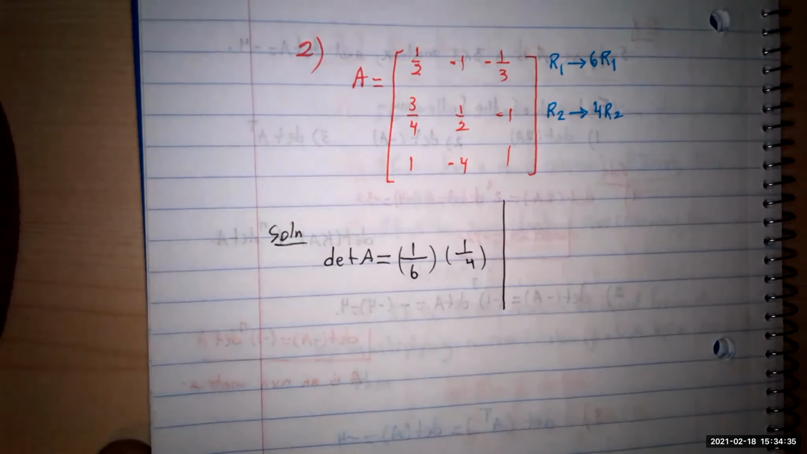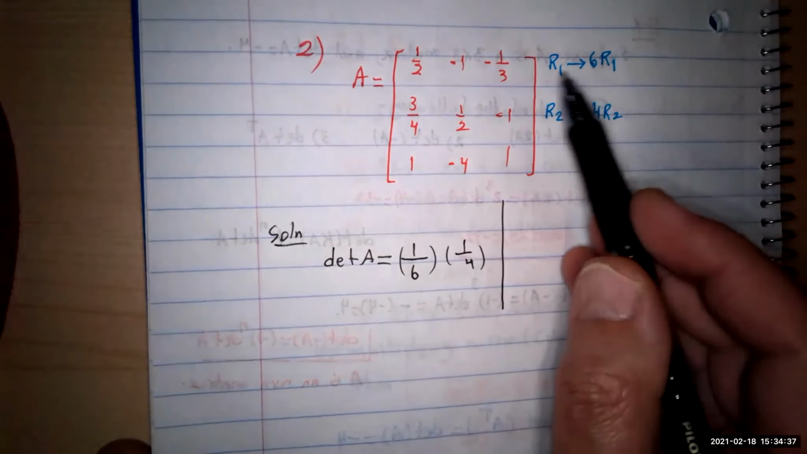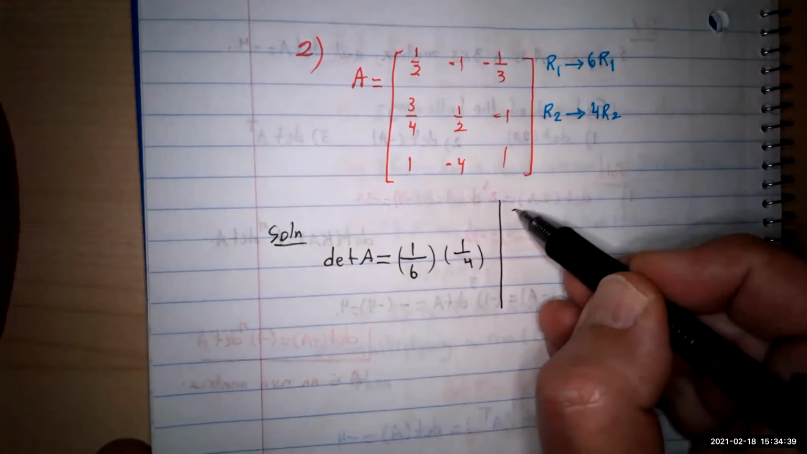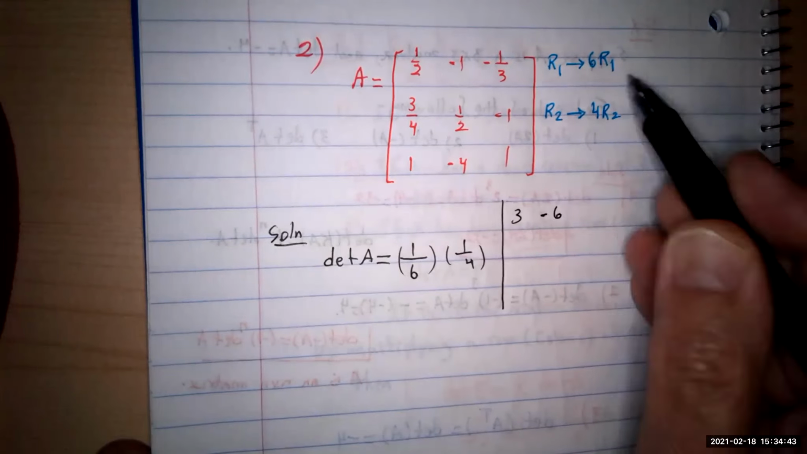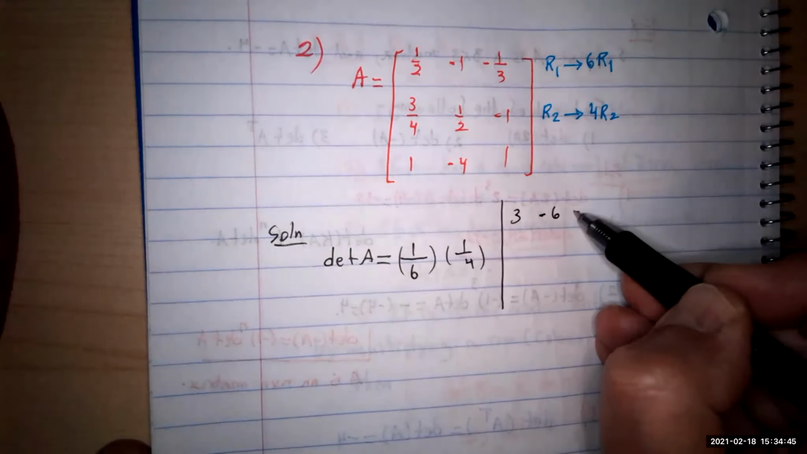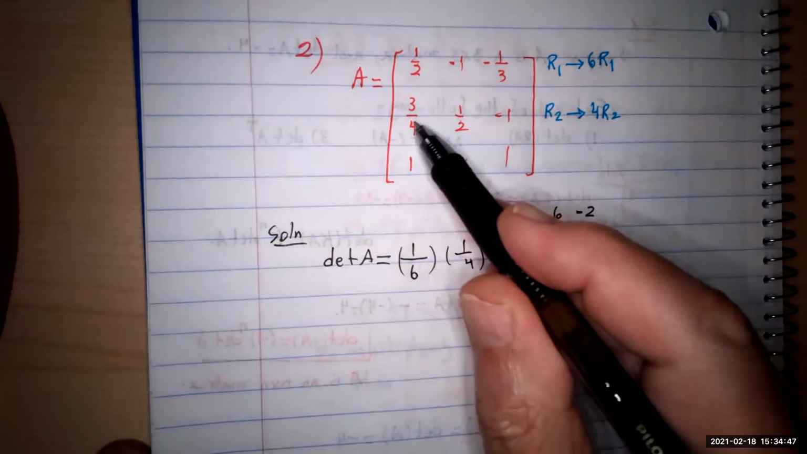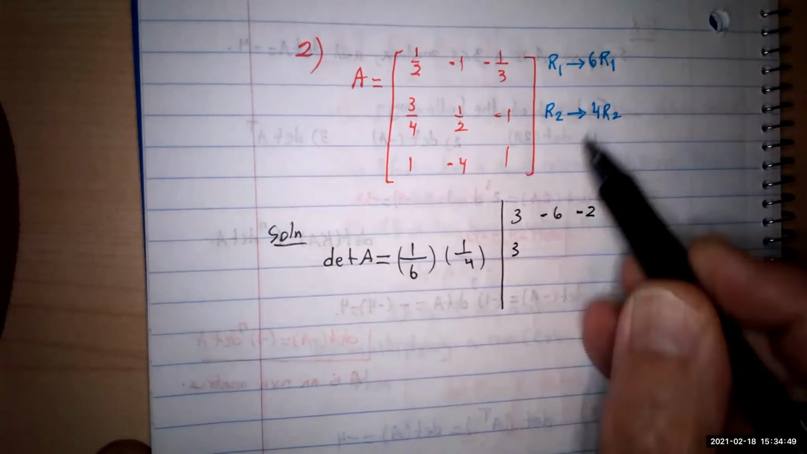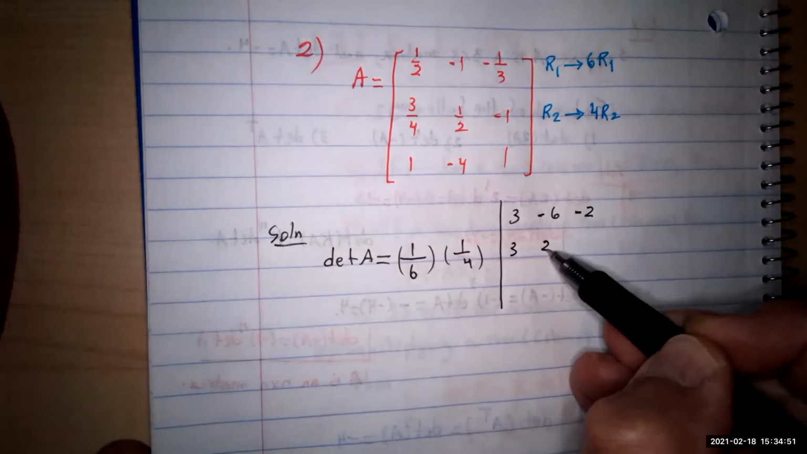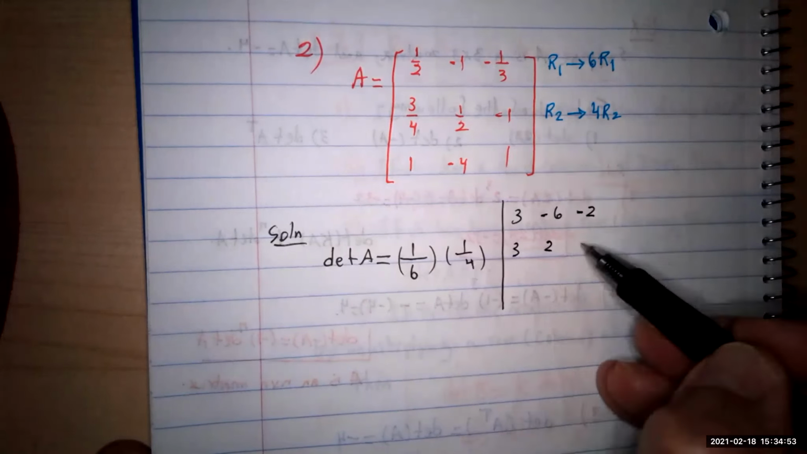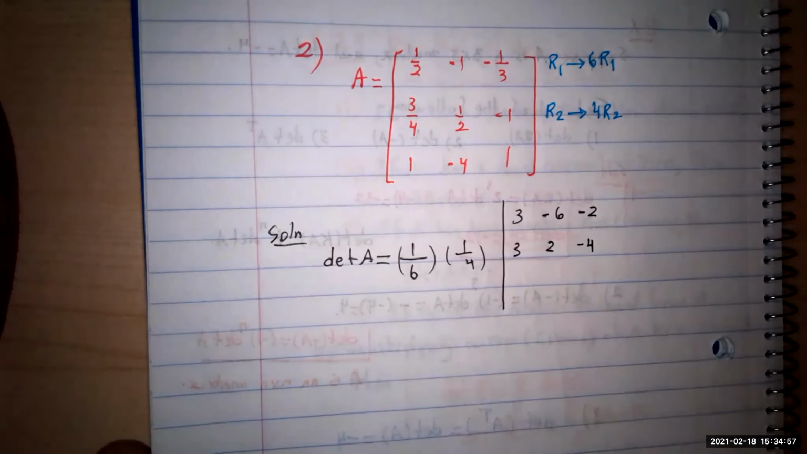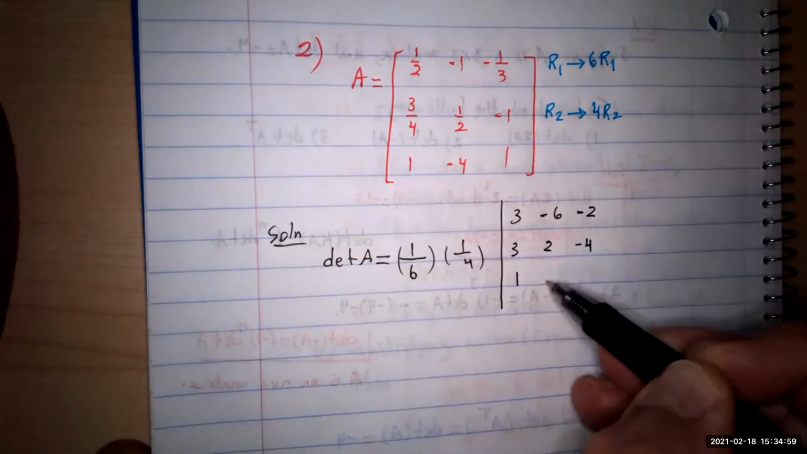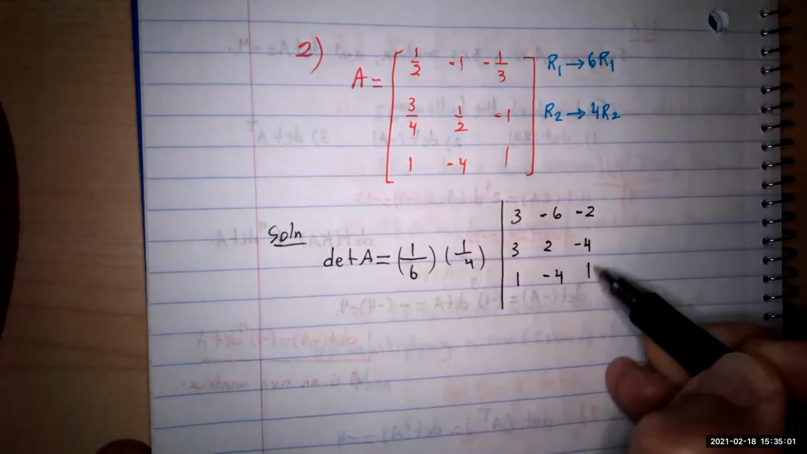This means the determinant. So what's going to be the resultant matrix? If you multiply this one by 6, that gives you 3, that gives you a -6, and this is going to be -2. If you multiply this one by 4, that gives you 3 by 4, that gives you 2, and by 4, that gives you a -4. Okay, -4, and this last one would be unchanged.